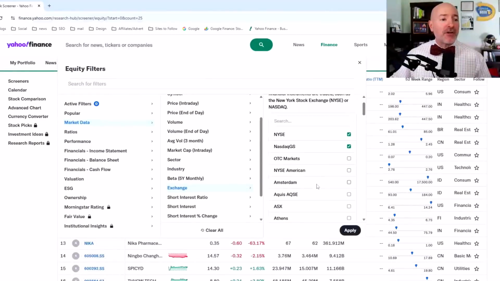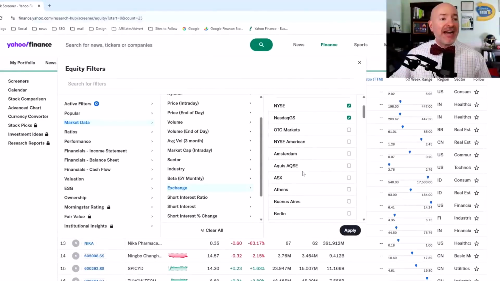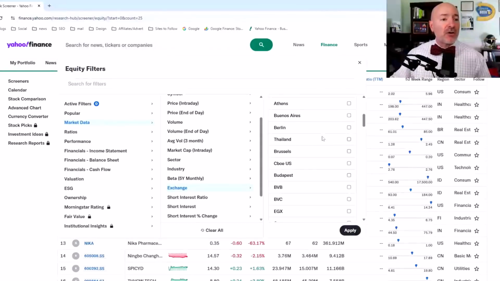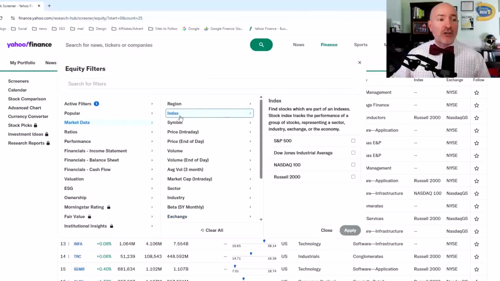You'll also see the American Stock Exchange there, Amsterdam, ASX, Athens. So you've got a lot of different stock exchanges depending on where you're at. After that, a lot of times I'll go to the index coverage universe. You've got things like the S&P 500, the Dow Jones, the NASDAQ, the Russell 2000 small caps.